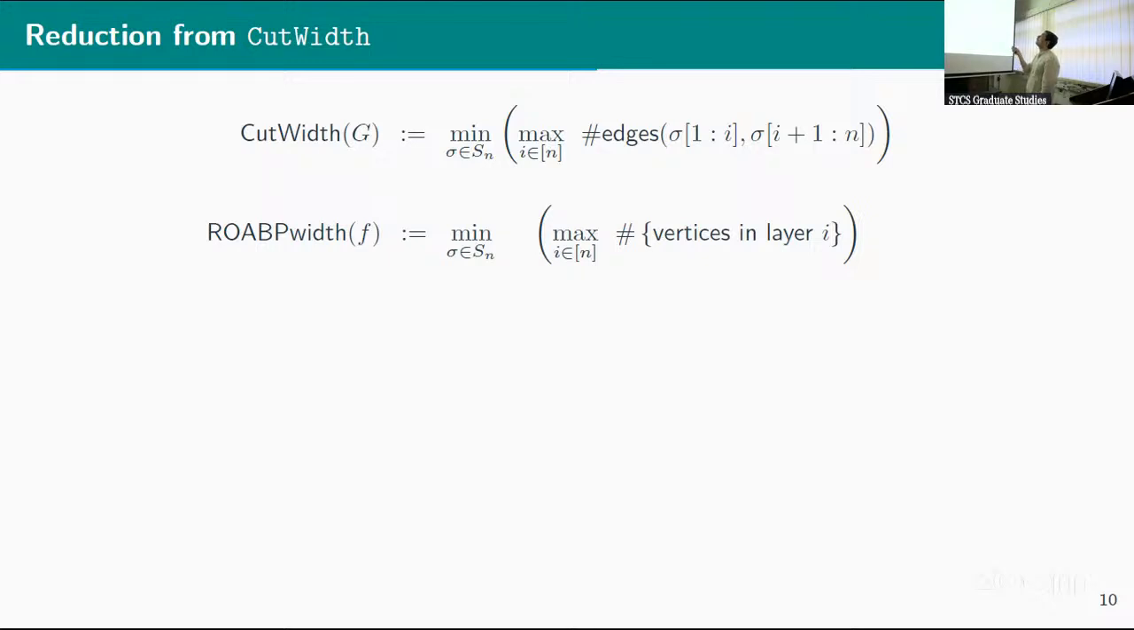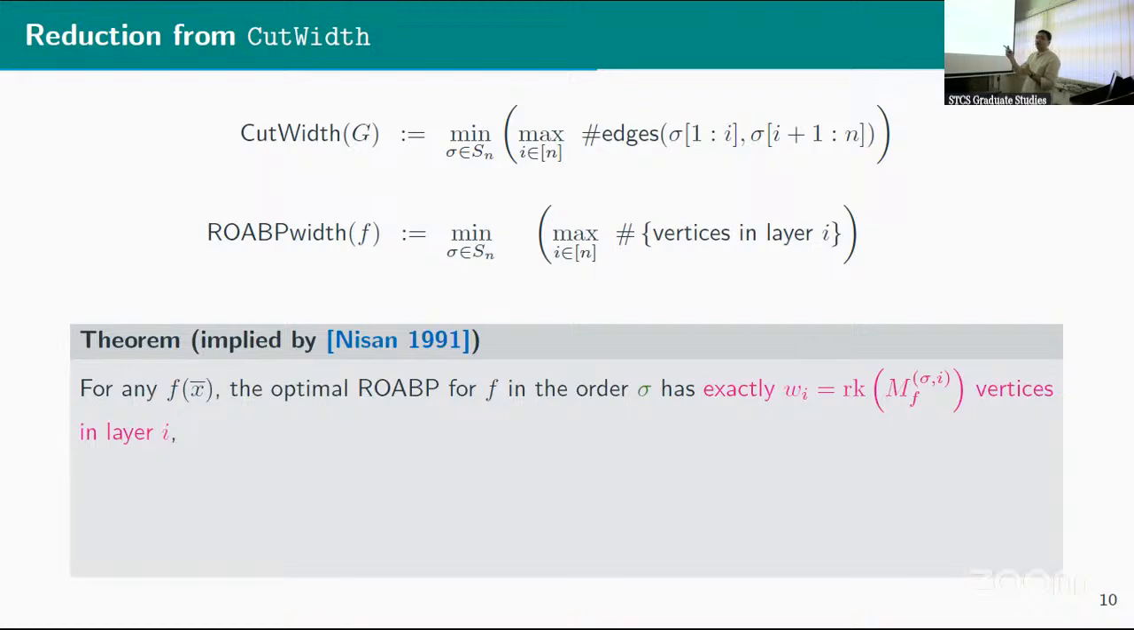You just do pattern matching, and what you want to do now is say the number of edges crossing the cut should correspond to the number of vertices in a particular layer. Right? And that is exactly what we're going to do, thanks to this theorem that I told you earlier: given an order and the polynomial, I can tell you exactly how many vertices you need in each layer. This is implied by a work of Nisan, whose work was on some other kinds of ABPs, but it works for ROABPs as it is.